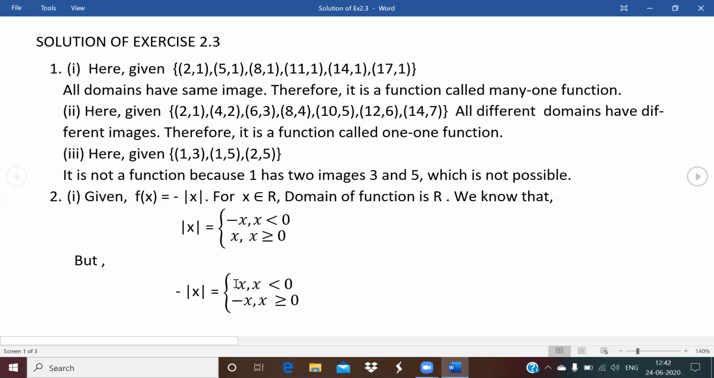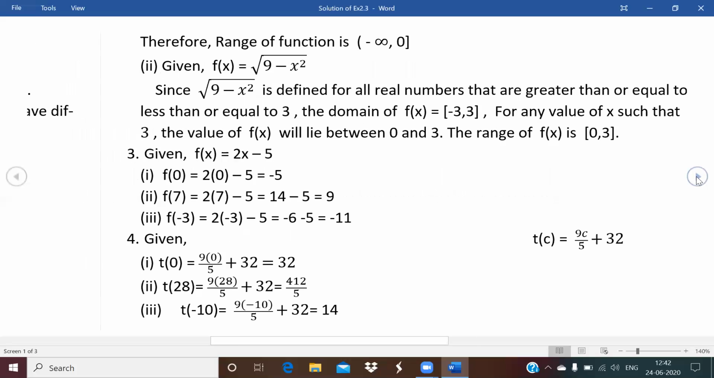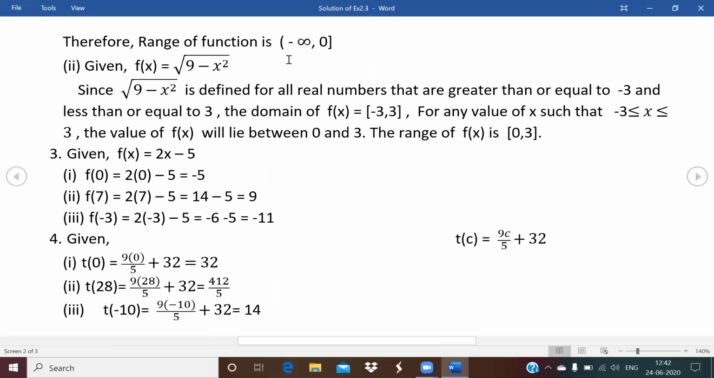It is positive here, but x is less than 0. Means x is automatically negative here. And x is negative here, it is already in this function. Means x is negative in both the cases. That's why what is the range of this function? That is minus infinity to 0. 0 is included, that's why we took the closed interval.